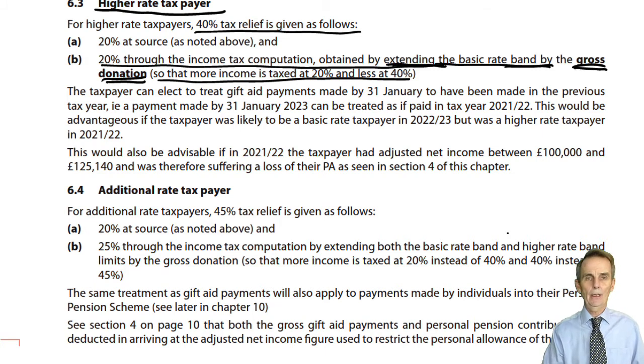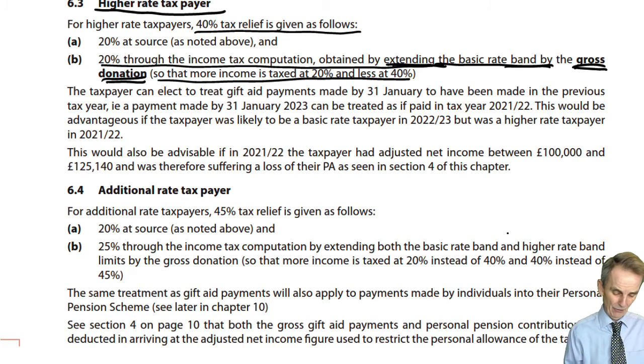You don't have to, again, worry about understanding why. The fact that it would still give you the same result as if you'd done it in the allowable deduction method, like qualifying loan interest. We don't do that. This is the way that we do it. So it's a very simple system. All you do, if you're a higher rate taxpayer, take the gross amount of the gift aid payment and extend your basic rate band limit by that amount.